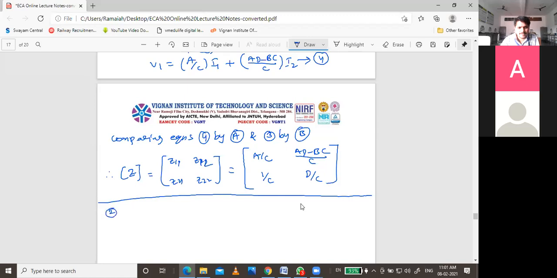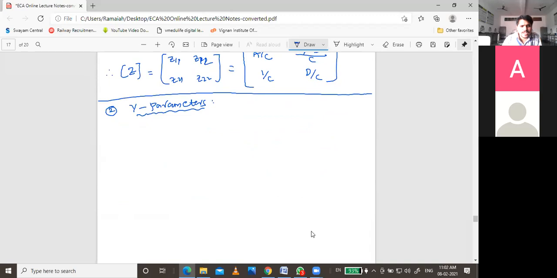Now the second one is Y parameters. First, write down the equations. I1 equal to Y11 V1 plus Y12 V2, equation number A. I2 equal to Y21 V1 plus Y22 V2, equation number B. Because these are the standard equations, we have to represent all the parameters in this form. Therefore, I am choosing them as equations A and B.